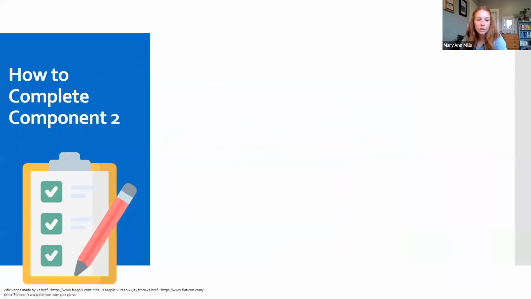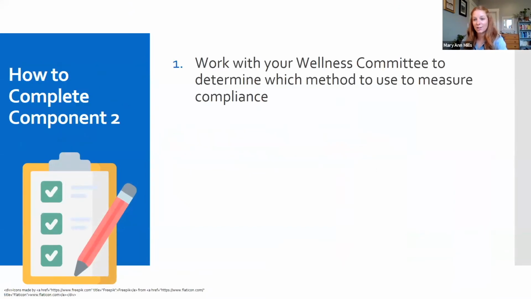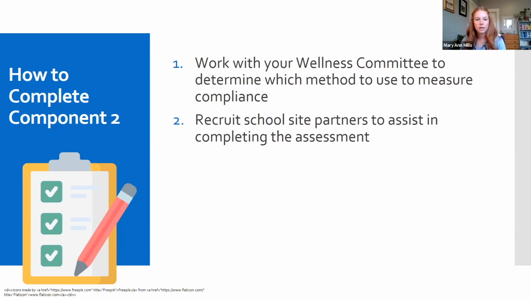Okay, so how do you complete component 2? Again, you're going to want to do this with a team. It takes a village. So work with your wellness committee to determine how you want to measure this. And again, we provide different methods in the template. And then you're going to recruit partners at the site level to assist in completing the assessment, because they know what's really happening in their schools. They can help you ensure that you're checking all of those boxes.